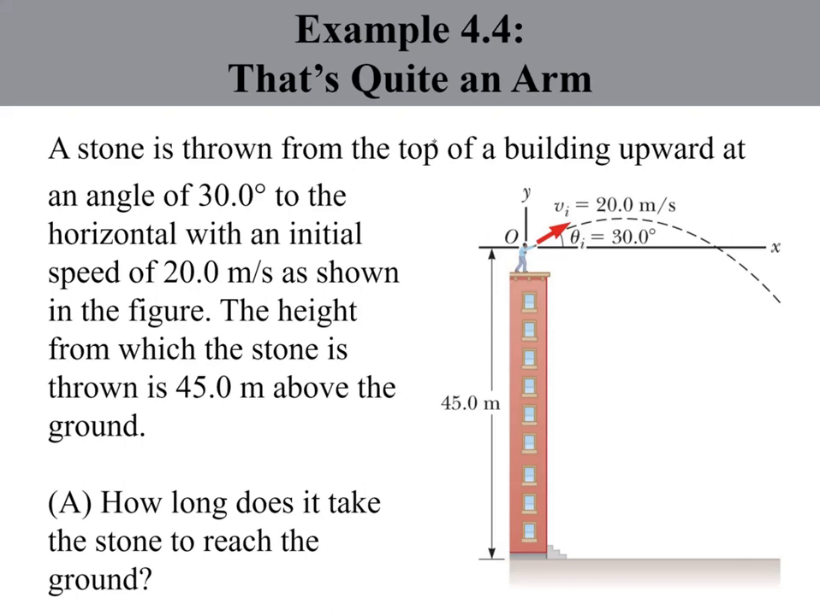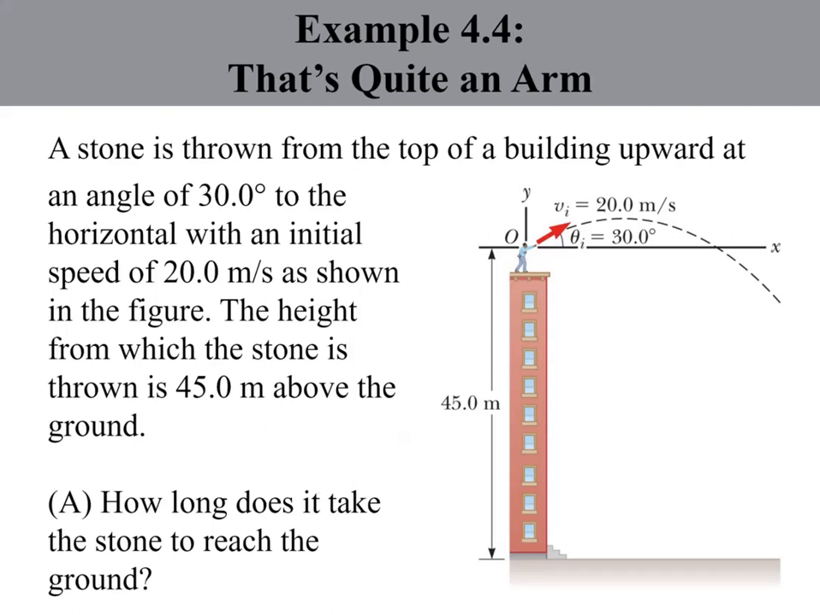Right, so now we take a look at the next example for projectile motion. Example 4.4. A stone is thrown from the top of a building upward at an angle of 30 degrees to the horizontal with an initial speed of 20 meters per second, as shown in the figure. The height from which the stone is thrown is 45 meters above the ground. How long does it take the stone to reach the ground?